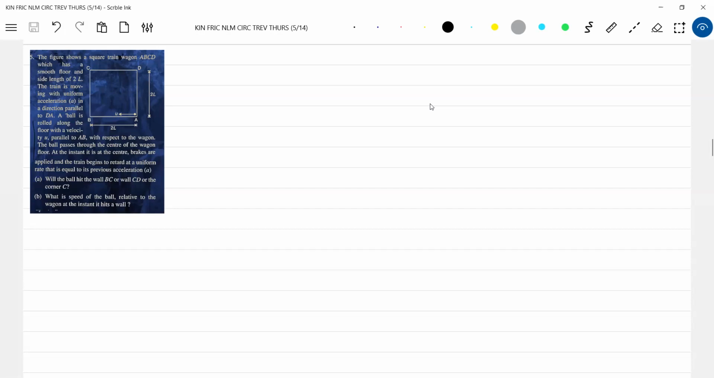I think the effect of weight will act perpendicular to the plane of paper. G will be acting perpendicular to the plane of paper. Okay, the role of G will not come into the picture.